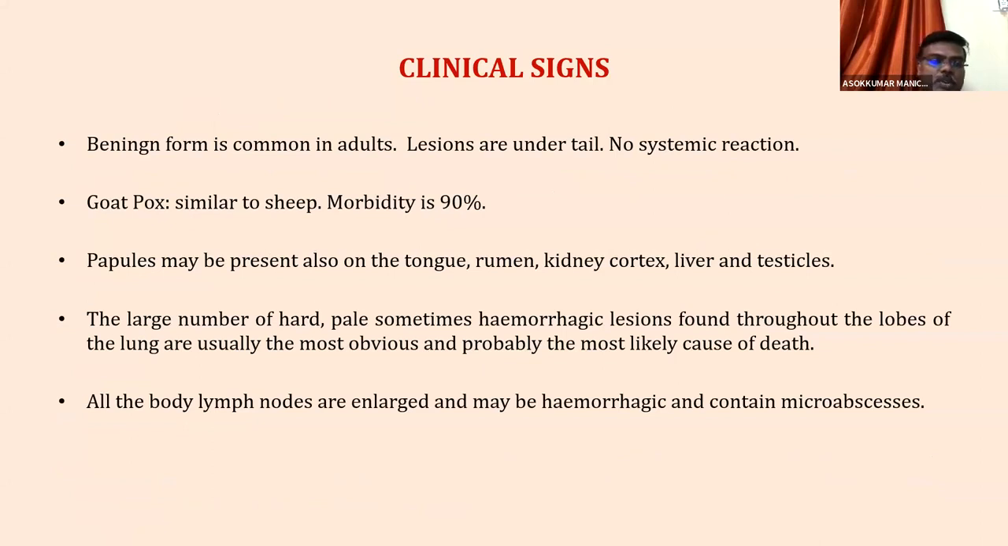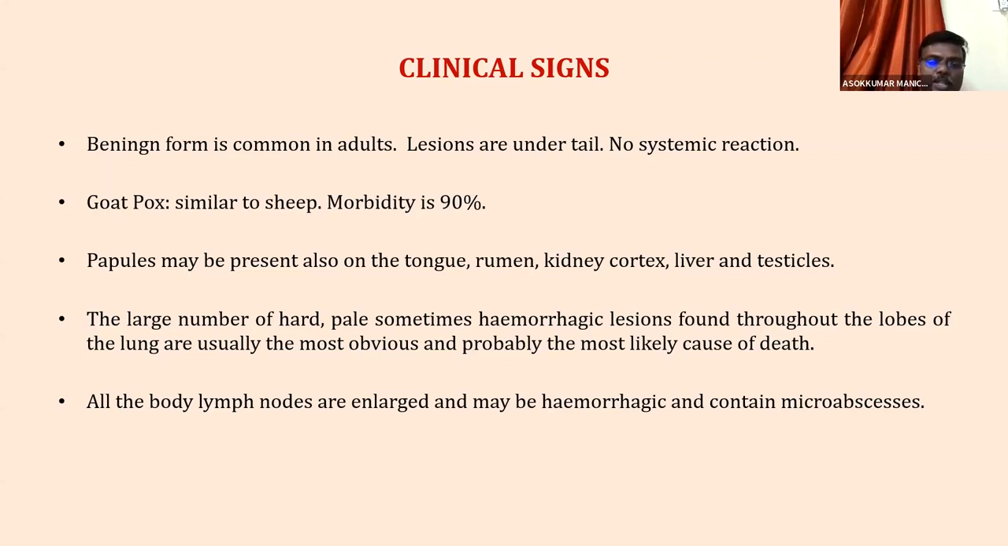If you see the goat pox clinical signs, they are almost similar to sheep pox, but you can expect the mortality going up to 90%. The papules may be present also on the tongue, rumen, kidney cortex, liver, and testicles. Large numbers of pale, sometimes hemorrhagic lesions found throughout the lobes of the lungs are usually the most obvious signs and probably the most likely cause of death. So usually the death happens due to the hemorrhagic lesions in the lung lobes. That means we see the mortality because of respiratory failure.